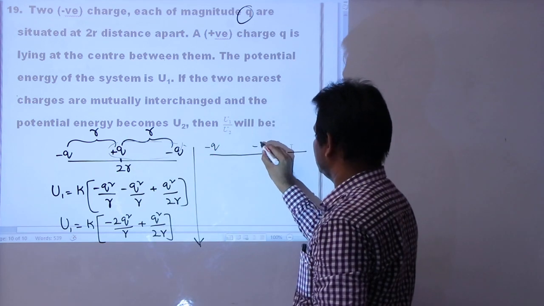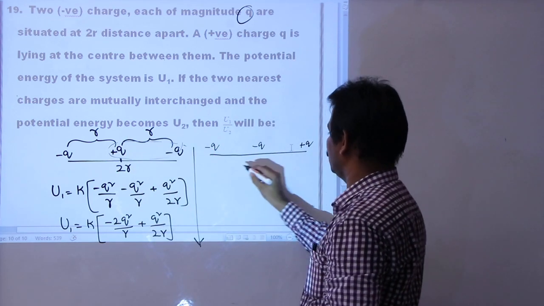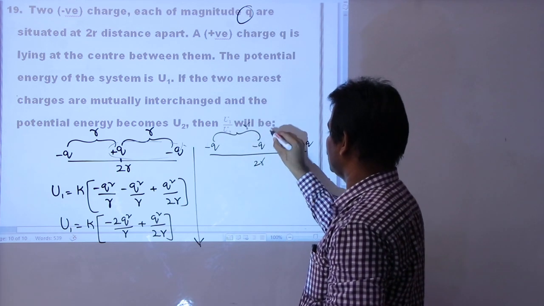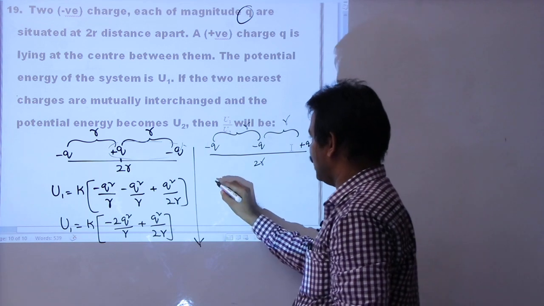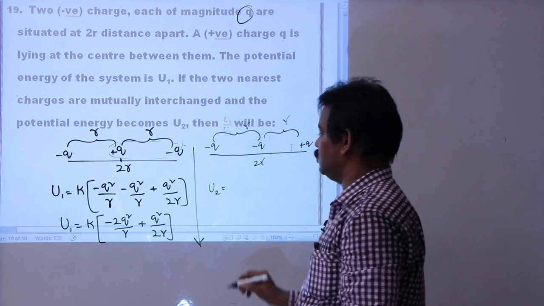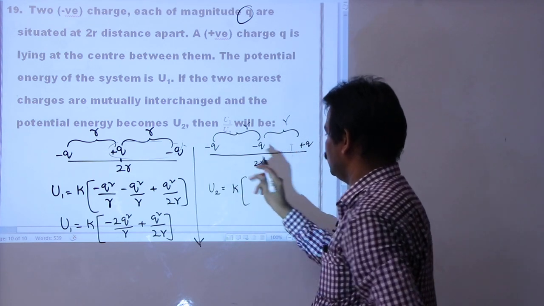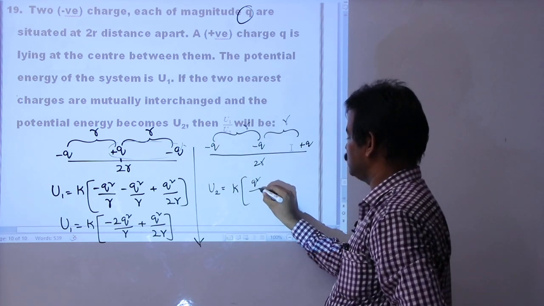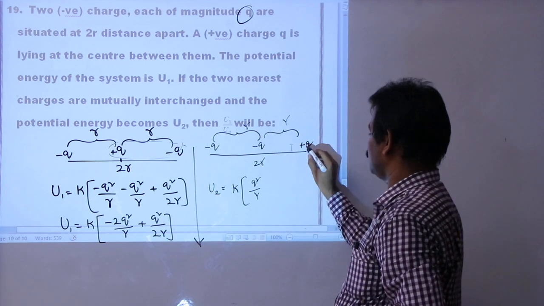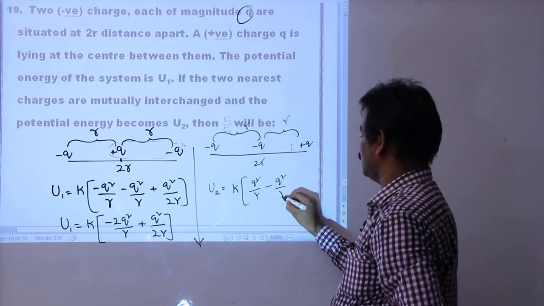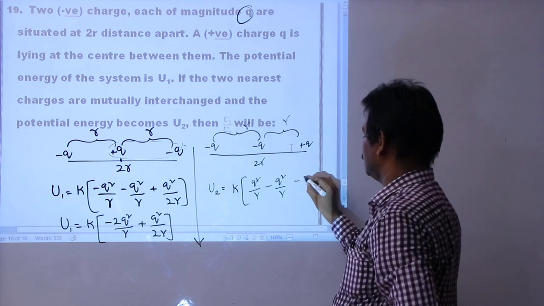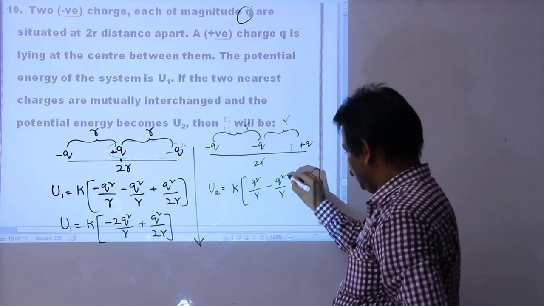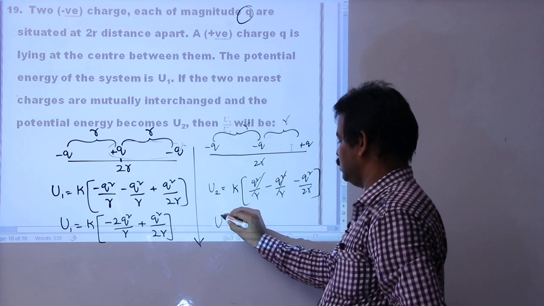This is minus q, but these two are interchanged here: this is minus q, this is plus q, and the distance between these two is 2r, and once again this is r, this is r. So what is u2 now? u2 is given by k into, what is the product of these two? Minus q into minus q, q square by r; minus q into plus q, minus q square by r; plus q into minus q, minus q square by 2r.